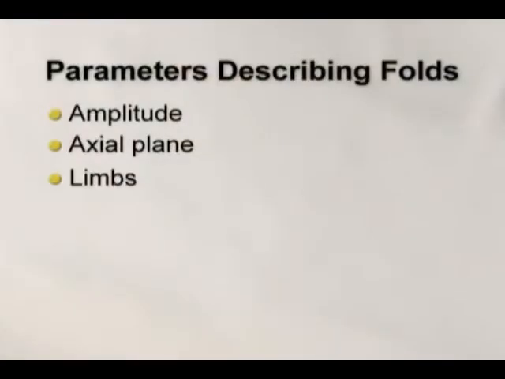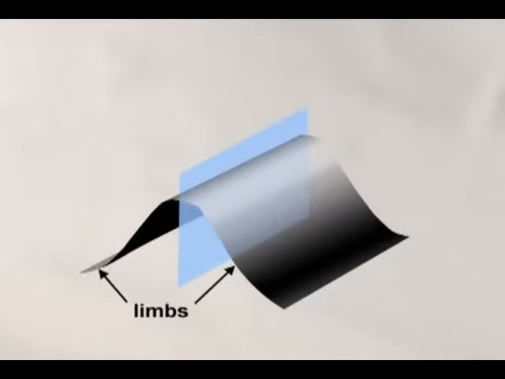Another thing are the limbs. We talk about the limbs of the fold. Well, the limbs of the fold are simply the rocks that come off the axis of the anticline or go toward the axis of the syncline. So that's what the limbs are.